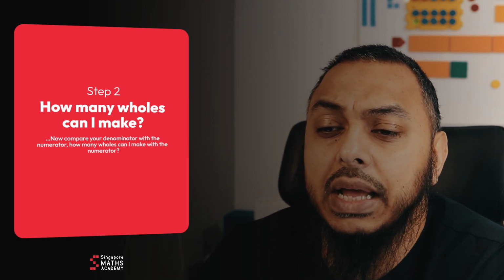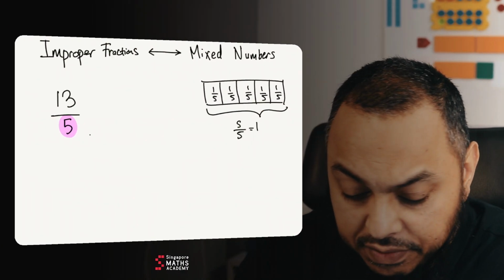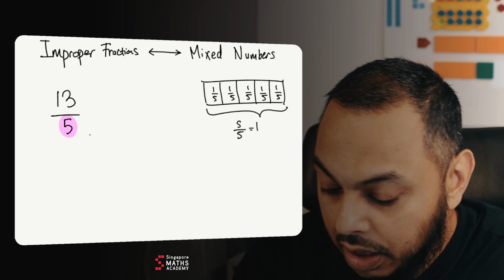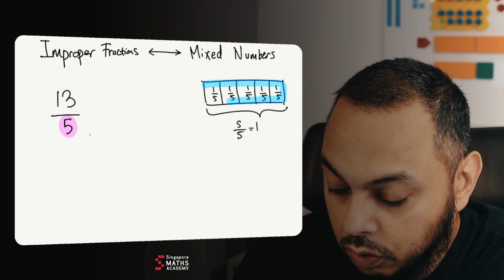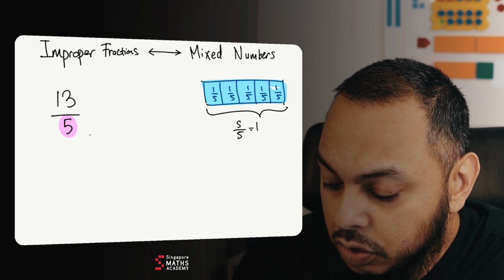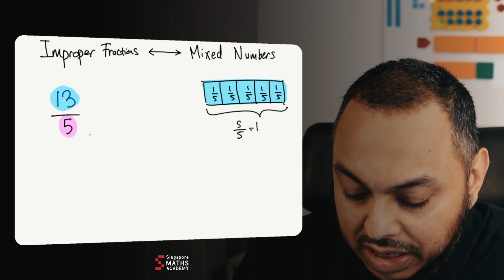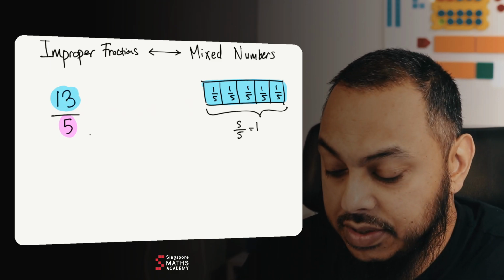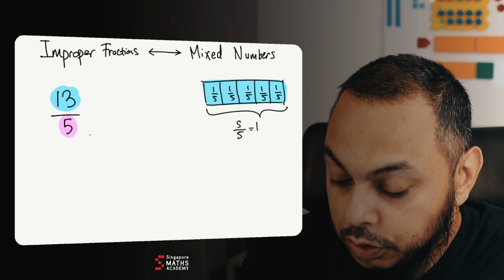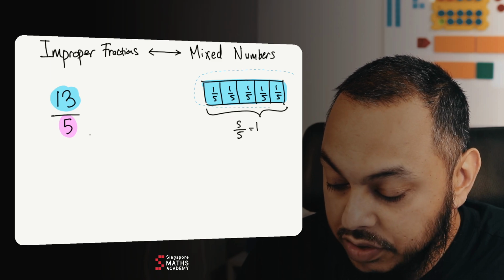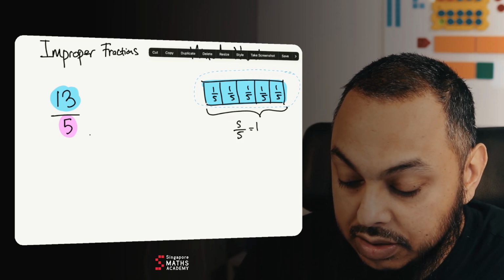Okay, let's go back now. So I've got 5 fifths here. I'll highlight that. I've got my 5 fifths. That makes one whole. I need to work out how many wholes I can make with 13 fifths. So I know what I'm going to do. I'm going to show you this visually. You don't have to draw it out every single time. I'm just showing you for this occasion.